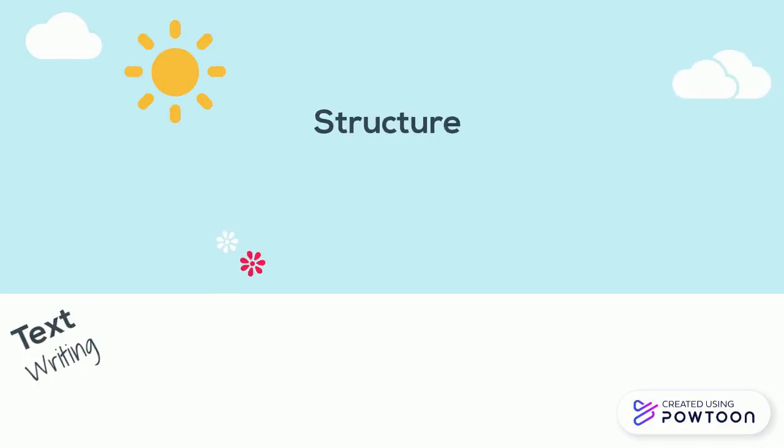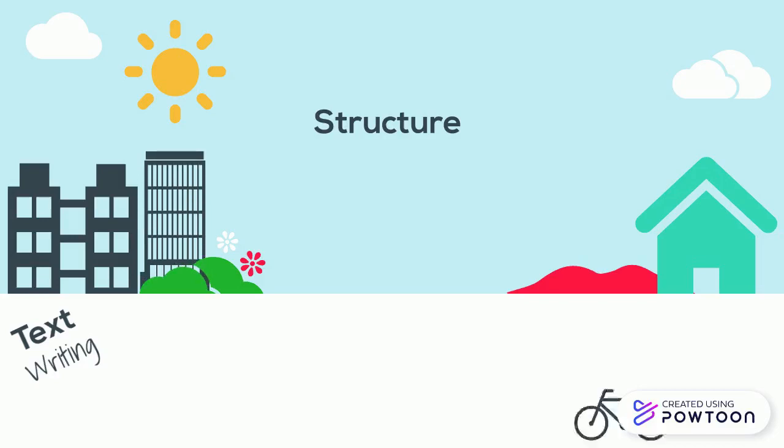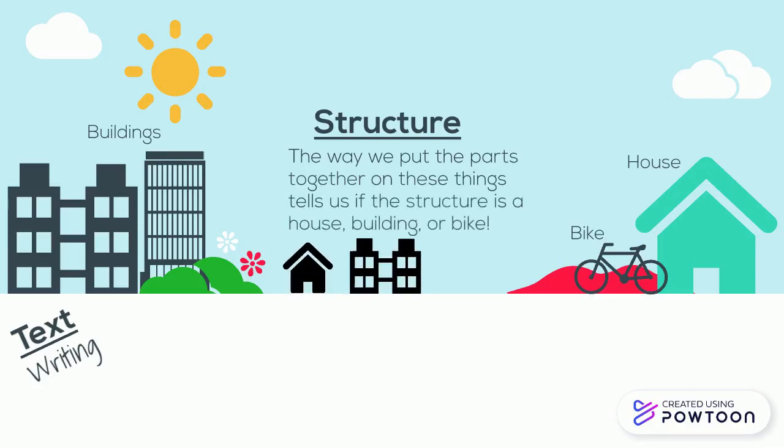Before we go any further, let's make sure we agree on some of our words. You already know text means writing, but what about structure? There are lots of things in this world, but it's these things we build, like houses, buildings, and even bikes, that are structures. It's the way we put the parts together in these things that tells us if the structure is a house, building, or bike.